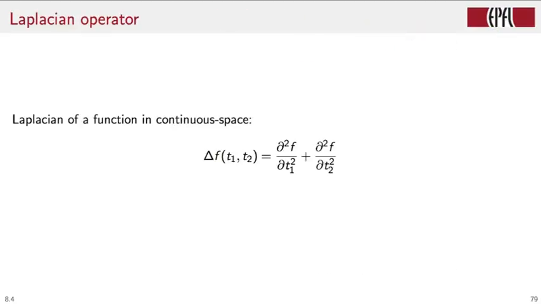Finally, let's have a look at the Laplacian operator in image processing. If we have a function in continuous space, a function of two continuous variables t1 and t2, the Laplacian is defined as the sum of the two second-order partial derivatives with respect to the variables of the function, the unmixed partial derivatives as they're called. The Laplacian in this case measures the curvature of the function interpreted as a surface in 3D space. And so a high value for the Laplacian indicates a point of high curvature.